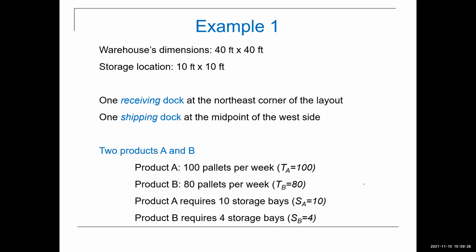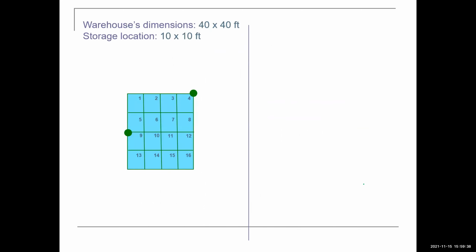For product A, we require 10 storage bays. So SA is going to be 10, and product B requires 4 storage bays. SB equals 4. So we have again a warehouse with the following characteristics: 40 by 40. That means if we have 40 feet here, even though it's not up to scale, right? But this is 40, and this is 40.